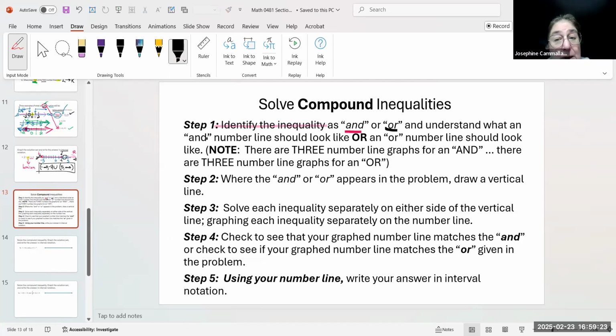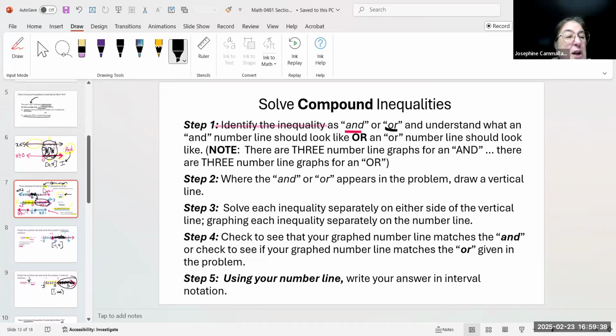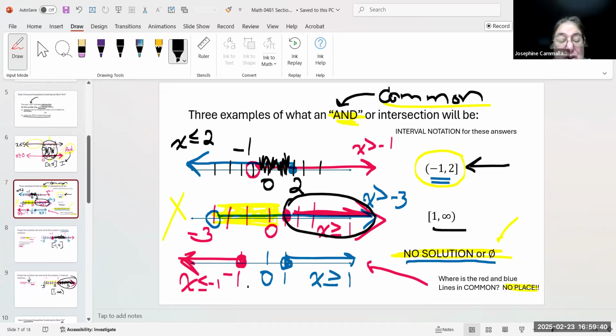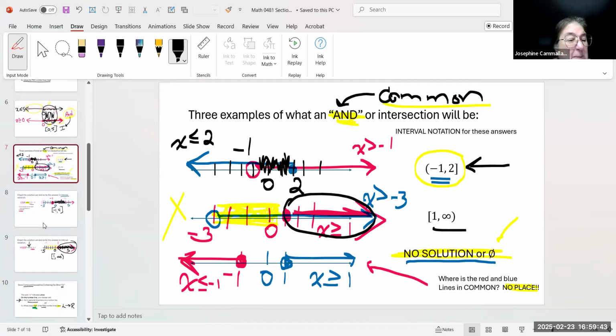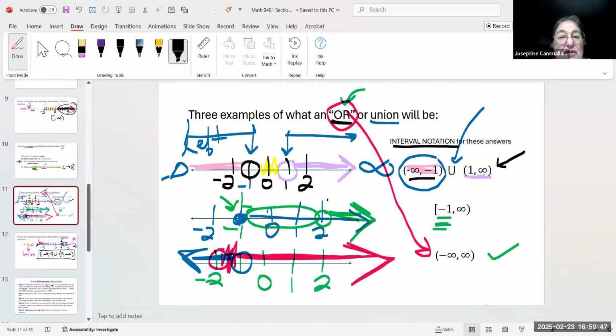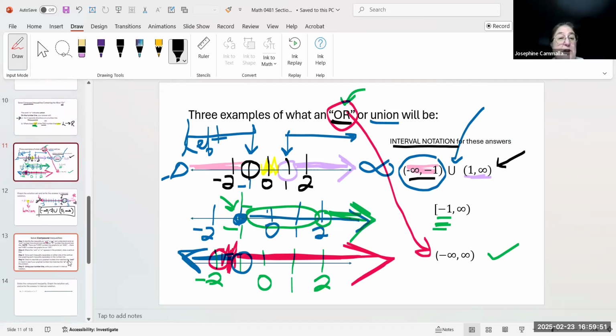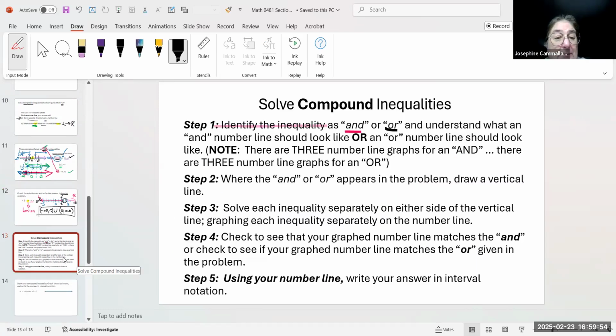And there are 3 number line graphs for an and, okay? And there are 3 number line graphs for an or. Remember, those were my examples that I gave you. And what are they talking about? They're talking about these 3 graphs for an and, these 3 graphs for an or. Okay, that's what they're talking about. So you've got to be real familiar with them.